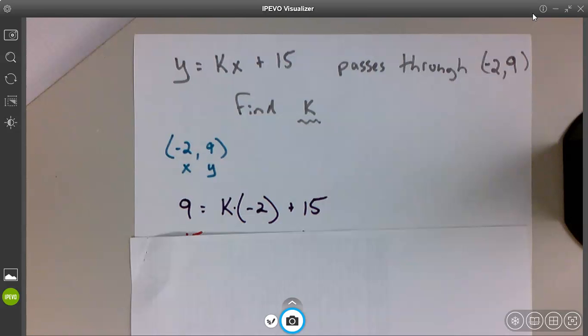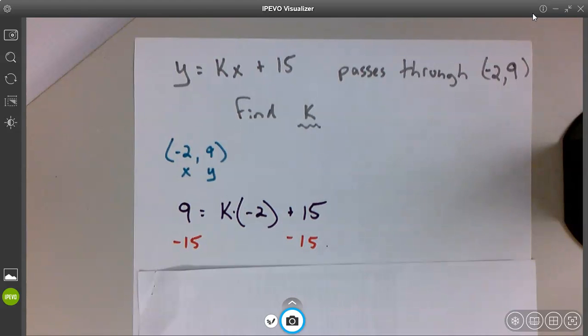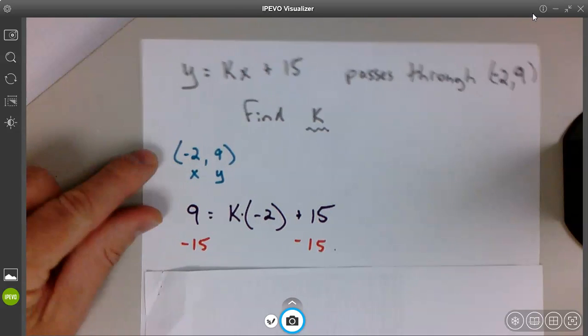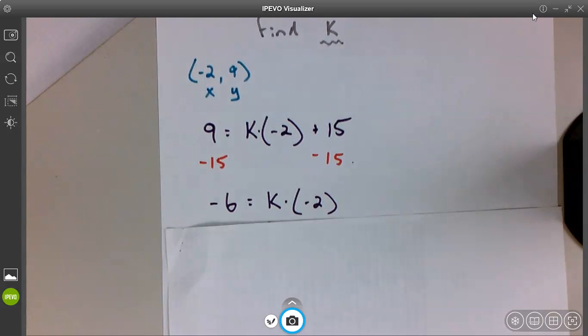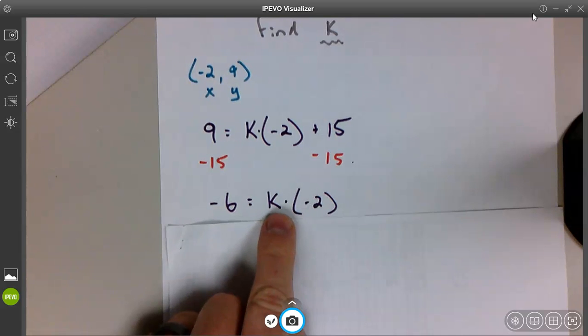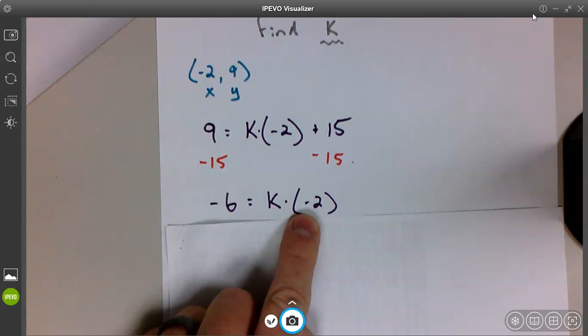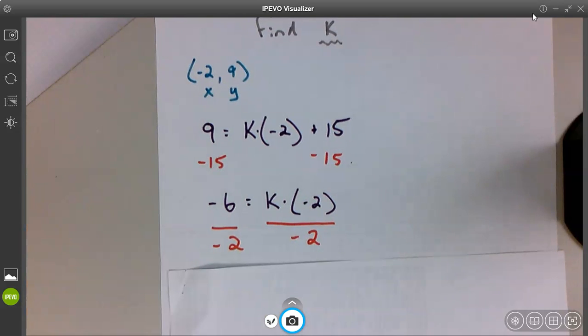Okay? So now to solve this equation, hopefully you're thinking in the back of your head that I would subtract 15 from both sides. That's the first step. We're going to get k by itself by moving all the numbers away from k. So subtract 15 from both sides. 9 minus 15 is -6. Next, to get k by itself, I'm not going to add 2. Some students see a minus 2 and instantly think I need to add 2. No, this is actually multiplying by a -2. So if I'm going to undo a multiply by -2, the opposite of multiply is divide by -2. Divide both sides by -2.